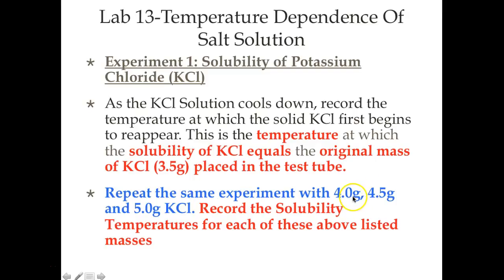The temperature of solubility of 3.5 grams would be a different temperature. This should be higher. Then you're going to repeat this with 4.5 grams and then with 5 grams of KCl. At each point, record the solubility temperatures for each of these listed masses.